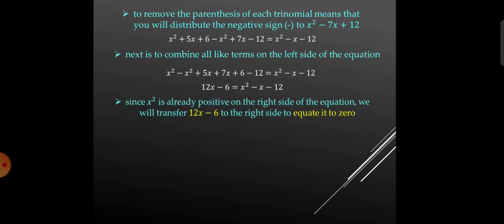Since x squared is already positive on the right side of the equation, we will transfer ang naa sa left side padung sa right side, to the right side, to equate it to 0. So nahitabo ang 12x minus 6 mobalhin sa right side. So ang mabilin sa left side 0 equals x squared, copy. Then copy minus x. Then ang positive 12x sa left side inibalhin minus 12x. Then copy minus 12 nga first constant. Then ang katong negative 6 sa left side inibalhin positive 6 ng plus 6.